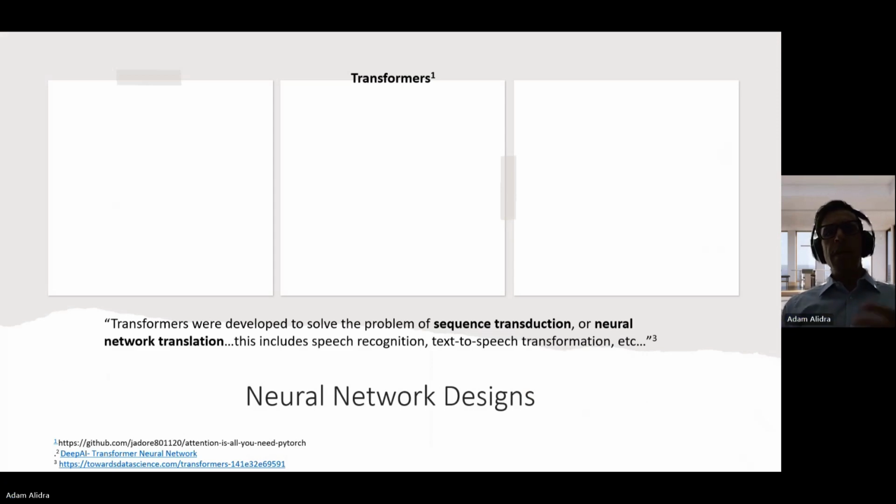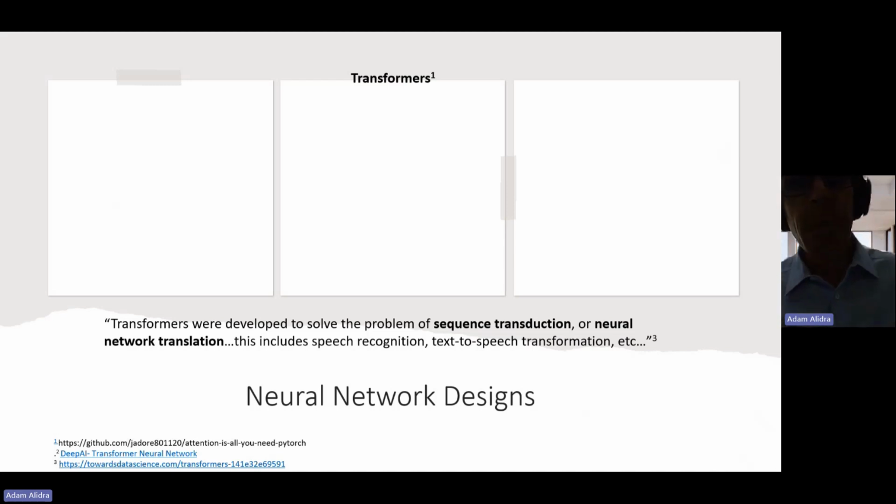So now that we have a general understanding of neural networks, I want to specifically home in on transformers and also discuss some of the earlier models that have really evolved to position transformers based off of their need. Transformers were developed to solve the problem of sequence transduction or neural network translation. A few common use cases include speech recognition, text-to-speech transformation. When we're thinking about multimodal large language models, even the ability to use, for example, natural language to produce images.